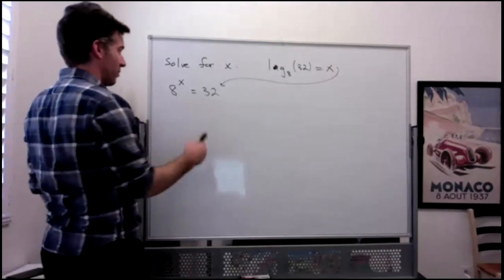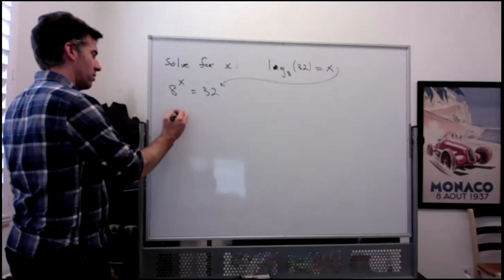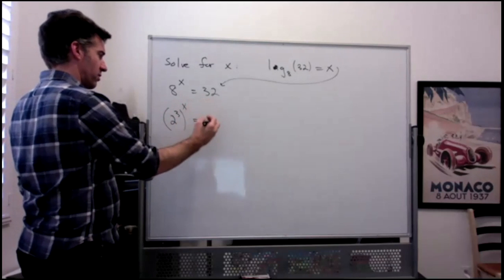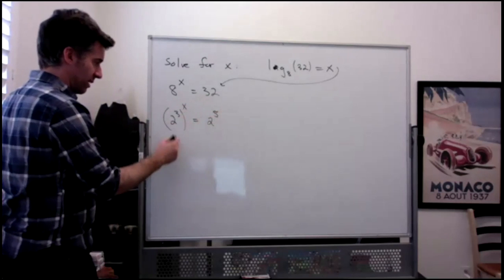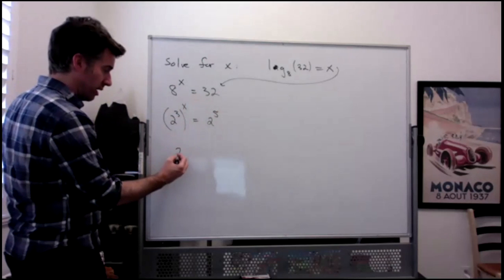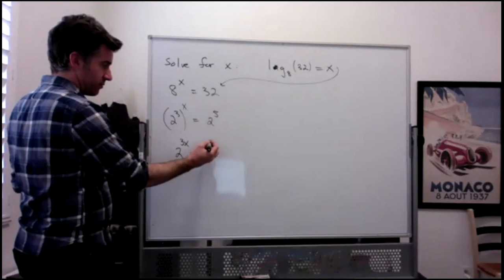So here I can rewrite both sides as powers of 2. 8 is 2 to the third, and that's still to the x. 32 is 2 to the fifth. I can re-express the left-hand side by multiplying the powers. 2 to the third to the x is 2 to the 3x. And 2 to the fifth is still 2 to the fifth.